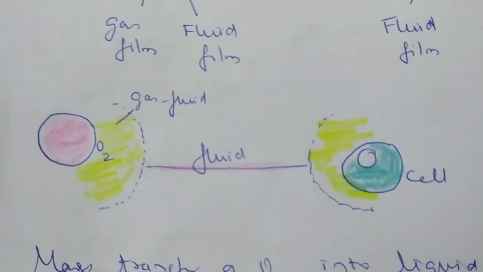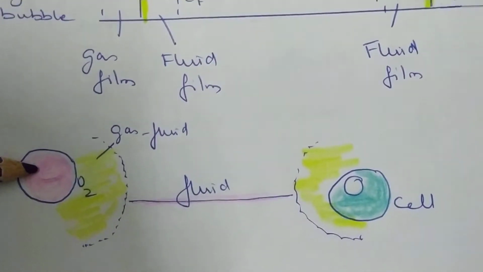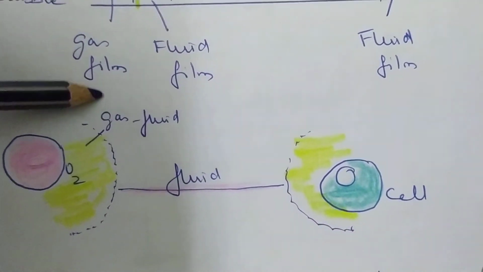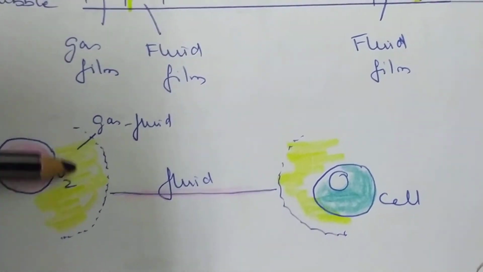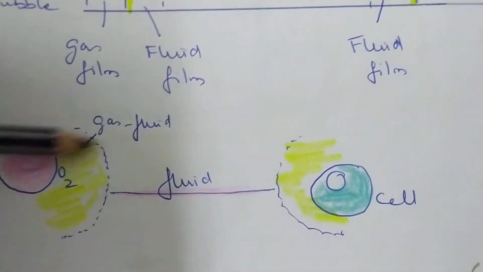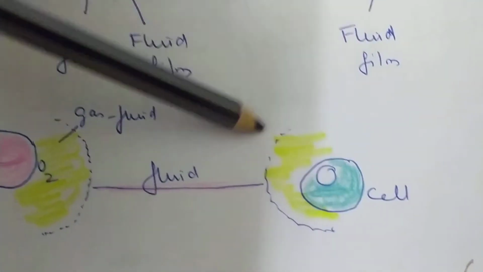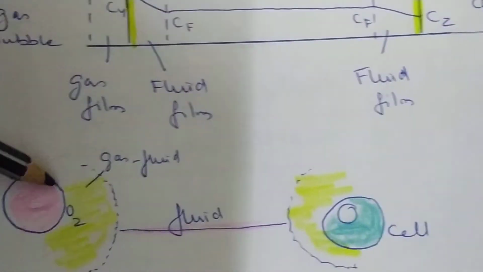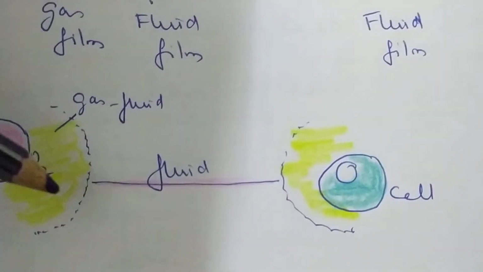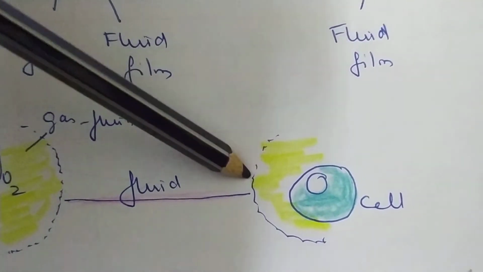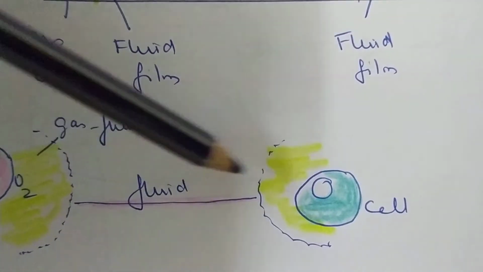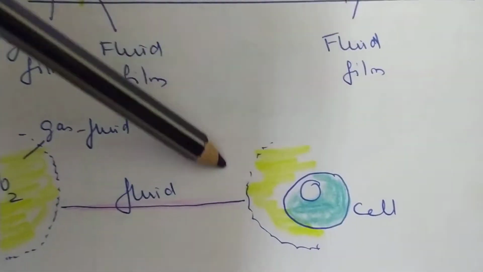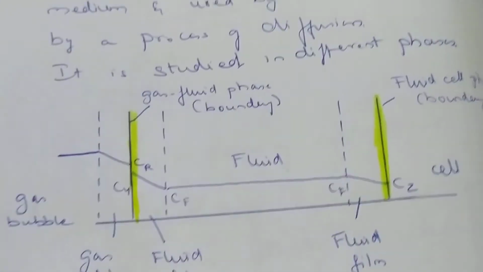What do you see in this picture? The same gas bubble is there. Oxygen is on the surface. This is the gas fluid interface, pure fluid. And again you have the similar fluid which is near the cell. So it has to go from here to here. Two phases are there, it has to mainly pass through them. That's what we are trying to understand in this picture.